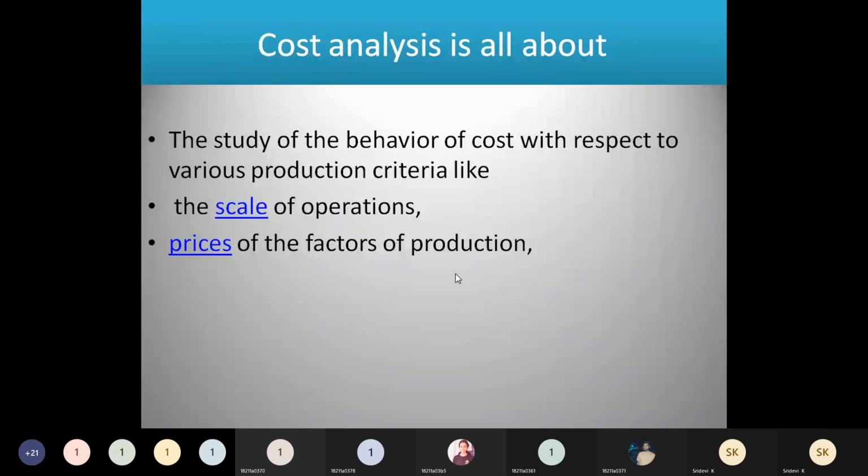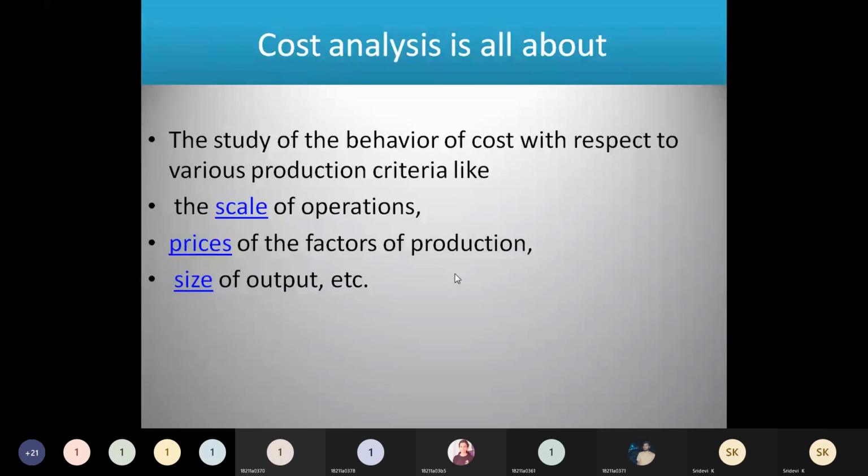And not only this, how many quantity of output you are producing, it also depends on the prices of factors of production. Factors of production is nothing but the inputs of production, land, labor, capital, all those things are there, no? So if all those prices increase, automatically that will affect this cost.